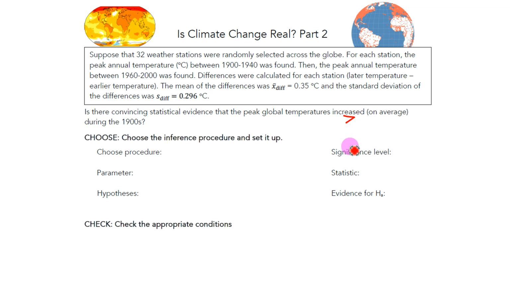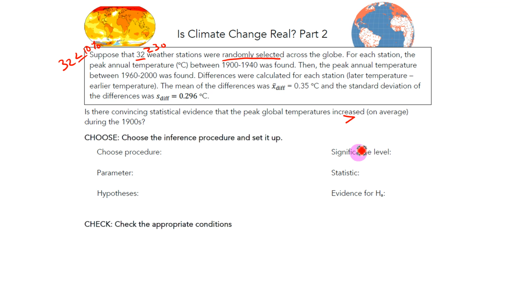So let's just think about that. On average, from 1900 to the 1900s. We do have the random selection, and 32 is greater than or equal to 30, and 32 is going to be less than 10% of all weather stations. I think we had something like 1900 when we did this a few days ago, it may have been.